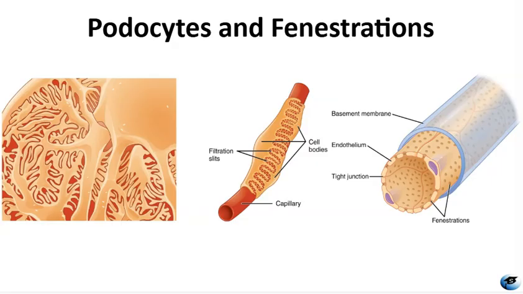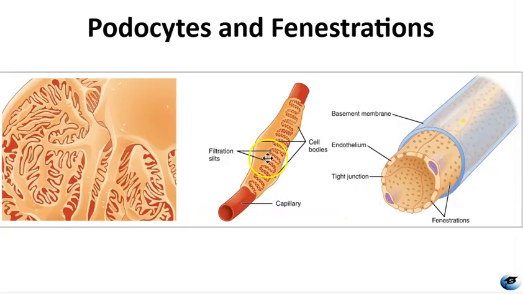These slits are not open holes. They are bridged by slim diaphragms made of specialized proteins that act as a selective barrier. And together with the fenestrated capillary endothelium and the basement membrane, they create the filtration membrane. And that's what this looks like here: the basement membrane and these little fenestrations.